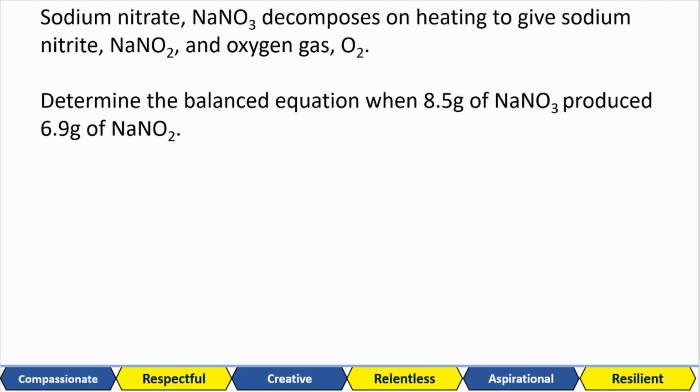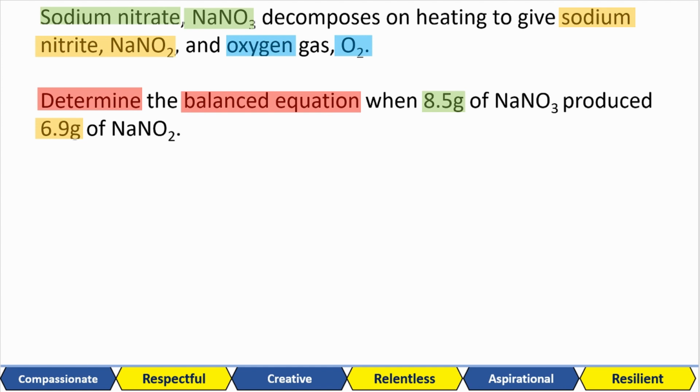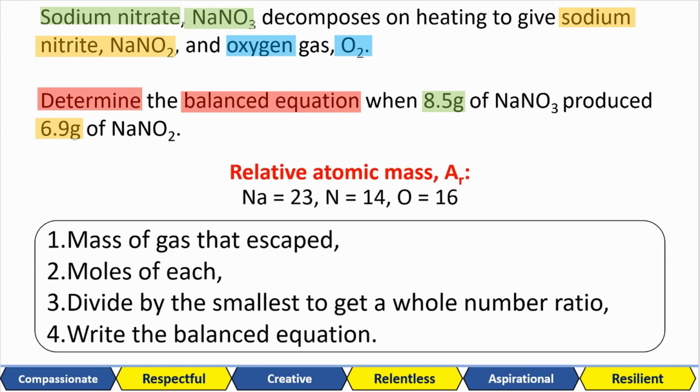Sodium nitrate decomposes on heating to form sodium nitrite and oxygen gas. Determine the balanced equation when 8.5 grams of sodium nitrate produces 6.9 grams of sodium nitrite. These are the 4 steps that you should follow. Pause the video, follow these steps, and then play to check your answers. No cheating!